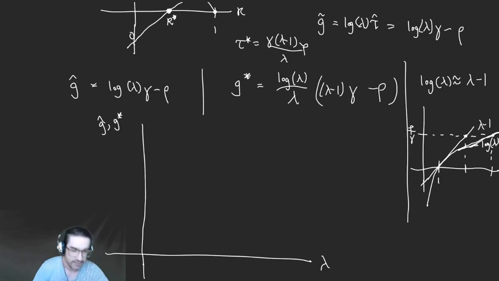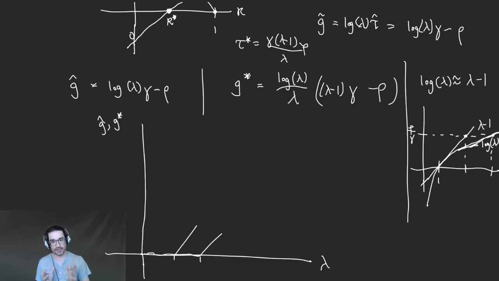Where do you hit positive growth? You're actually going to hit positive growth for G star. You're going to jump off that x-axis first. Meanwhile, in that domain, G hat is going to continue to be zero, and then at some later point, it's going to jump off the x-axis. So that means that there is a range in here where you have positive growth in equilibrium, but it's inefficient. It would be efficient to not have growth.